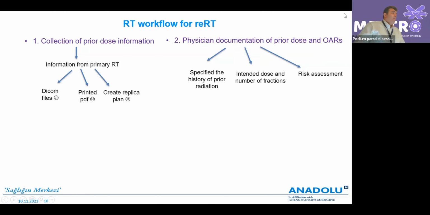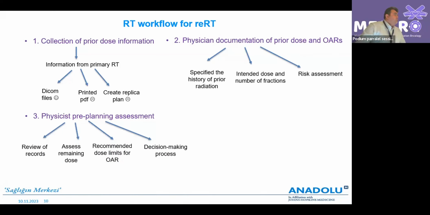And then they should think about the risk assessment. So they think that this second radiation will be feasible, they will think that this will be beneficial for the patient and with low toxicity. This is another important thing.